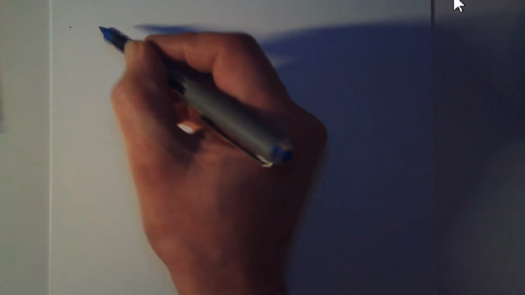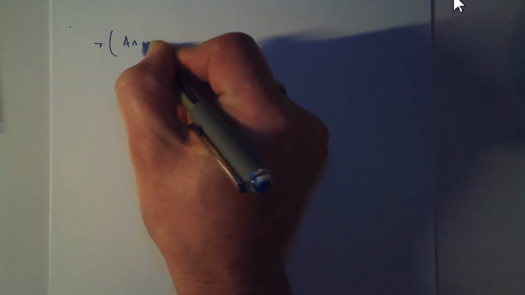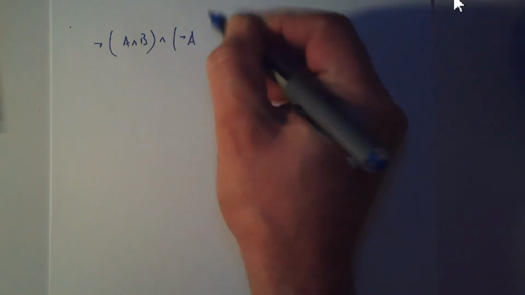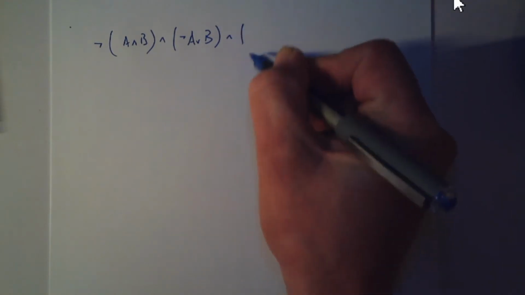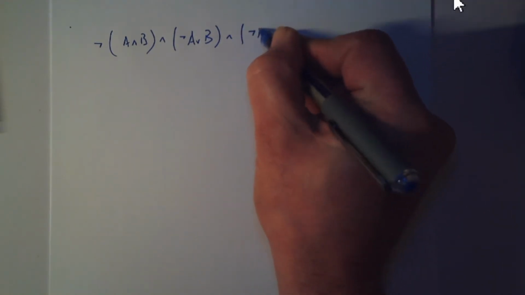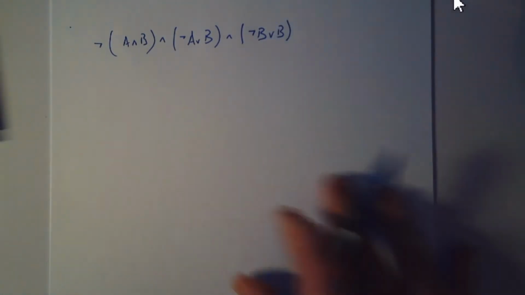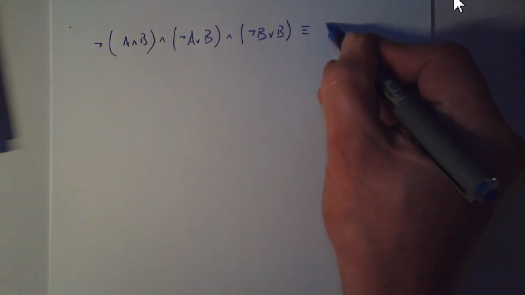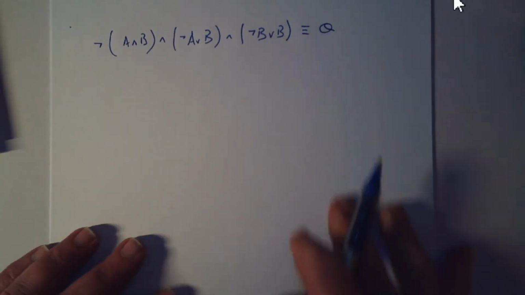So let's do another example. This time we have negative A and B, ANDed with negative A or B, ANDed with negative B or B. So this is our starting expression that we need to simplify. We should really put on here "is logically equivalent to" a variable.